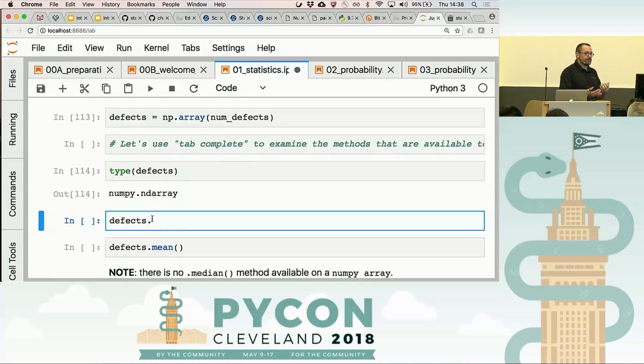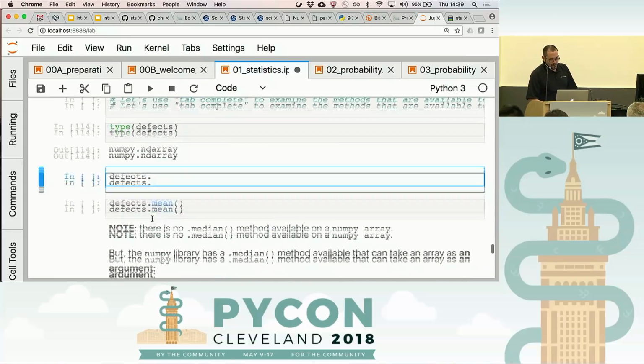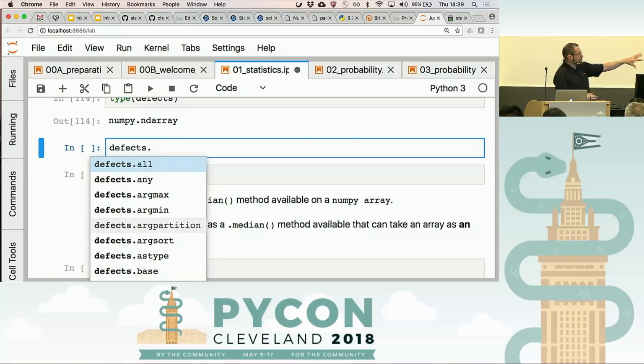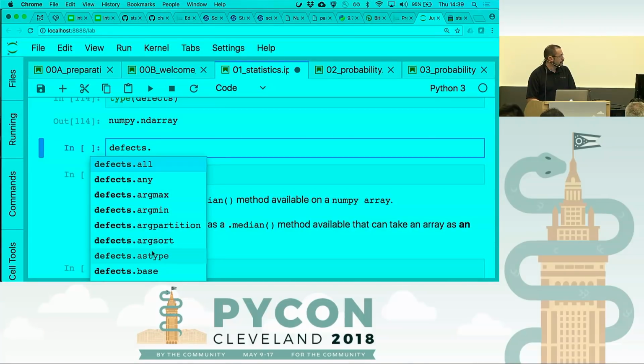I might want to try and get a sense of what types of functions or methods are available to me. So we're going to use a technique called tab completion. And this is really useful in Jupyter Notebooks. I type out defects, I put a dot, and I hit tab. And it brings up this list of all the types of methods and functions that are available to me.